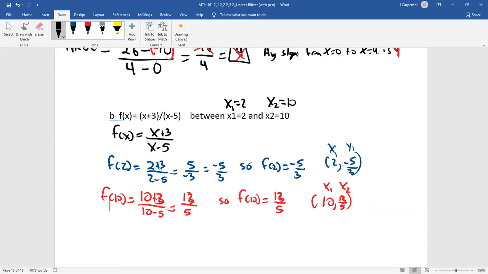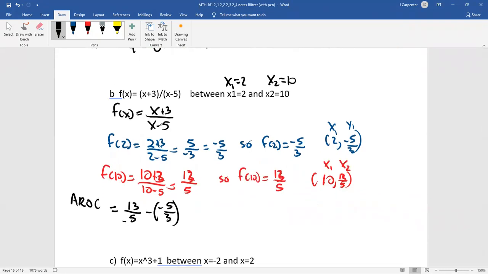So now we just do our slope formula, the average rate of change, the slope of the secant line between these 2 points. y2 minus y1, aka f of x2 minus f of x1. You're going to not like me for a bit. This is 13 over 5 minus -5/3. You're not going to like me because of the double negative and the fraction inside of another fraction. And then that's over x2 minus x1. X2 minus x1 is 10 minus 2.